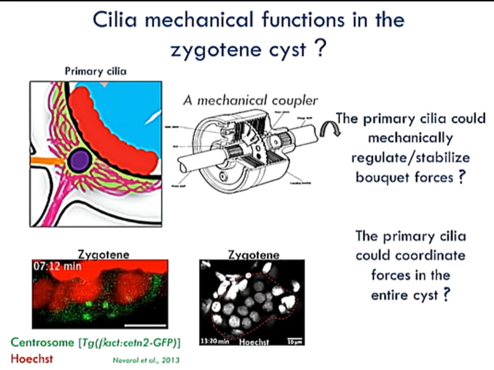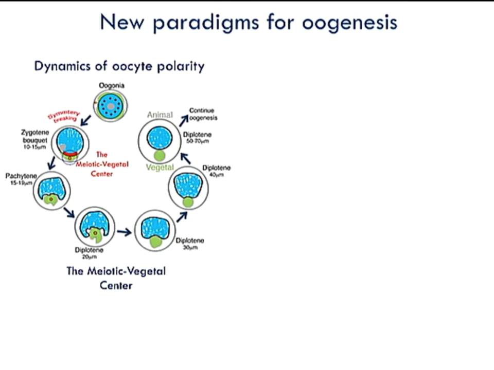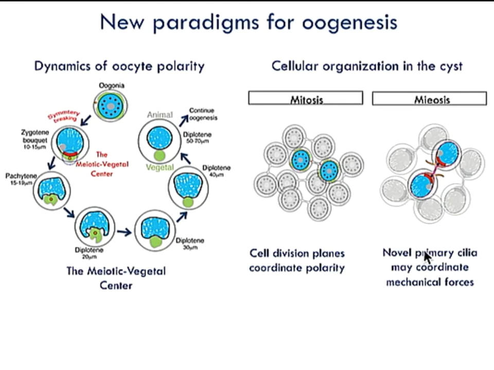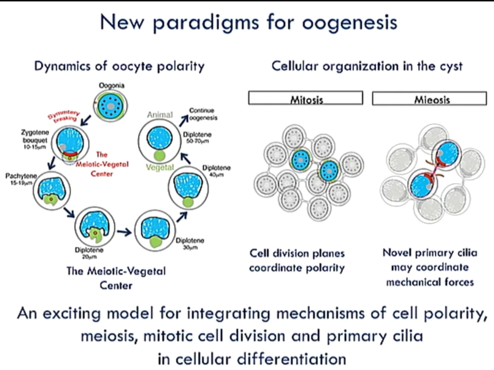And so I've shown you today that through analysis of Balbiani body formation, we were able to dissect the dynamics of oocyte polarization and discover the meiotic vegetal center. We were also able to reveal some insights about the cellular organization in cysts, where cell division planes seem to coordinate polarity, and primary cilia could mechanically coordinate rapid forces. And so now, on a single platform, we can start addressing how mechanisms of cell polarity, meiosis, mitotic cell division, and primary cilia are all integrated towards cellular differentiation.